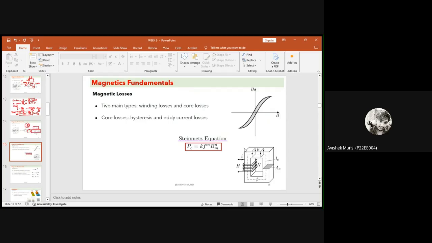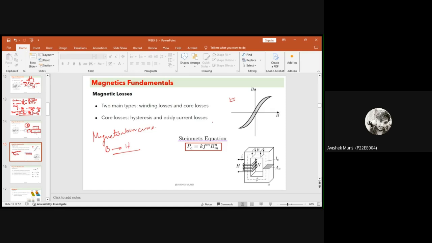The next is the magnetic losses. As I said, another thing that's important is magnetic losses. So you should understand that. So this is a BH curve. We have to discuss a little bit about the BH curve. Otherwise, it will not be easy to understand. So the BH curve is basically the magnetization curve. This curve gives the relation between B and H.